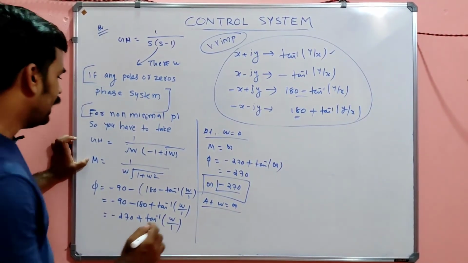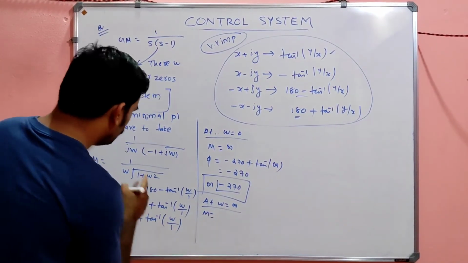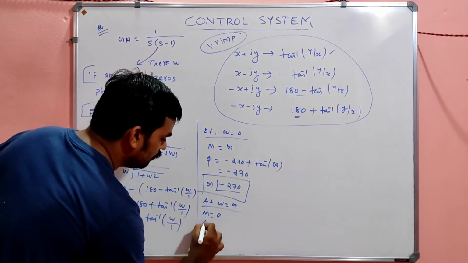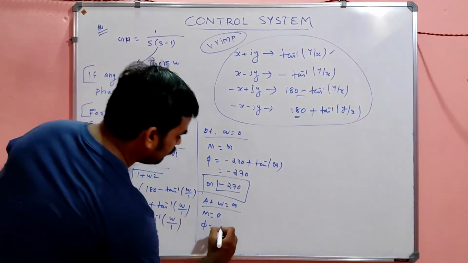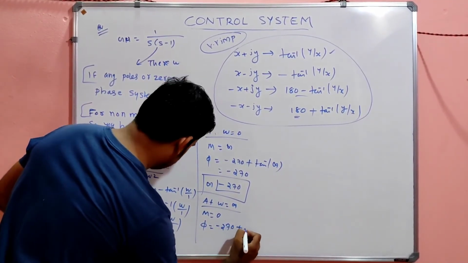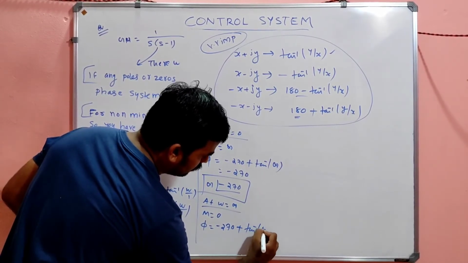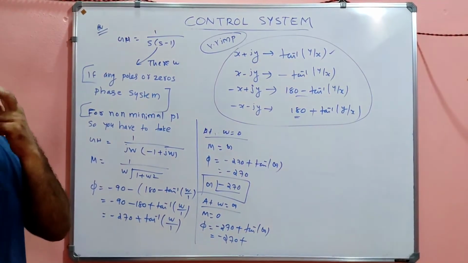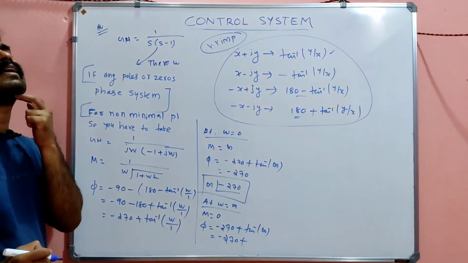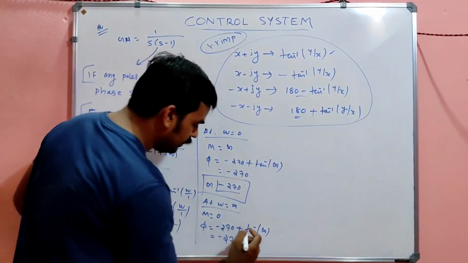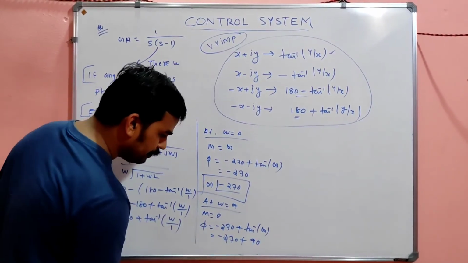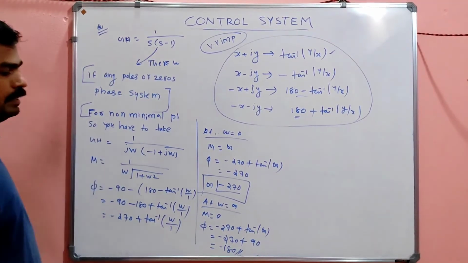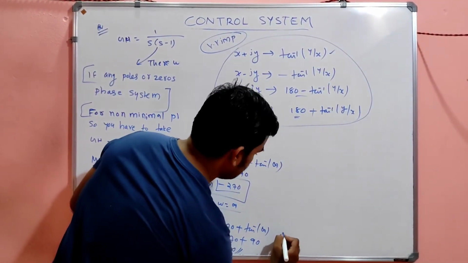So at omega equal to infinity, the magnitude will become 1 by infinity squared, which is simply 0. And what will be the phase now? Minus 270 plus tan inverse infinity. Tan inverse infinity is sin 90 by cos 90, so 90. So it will become minus 180, am I right? Minus 180.